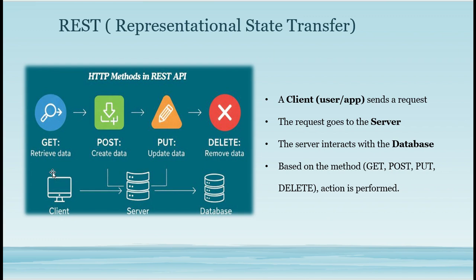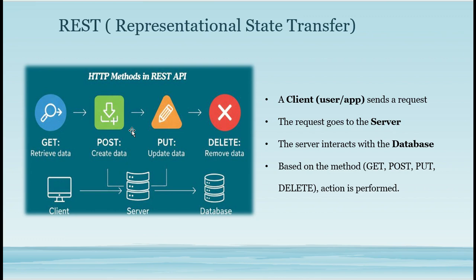So look at the image. In this image, we can see the main HTTP methods used in REST APIs. The first one is get. The get method is used to retrieve data from the server, for example getting user details. Next, post is used to create new data, like adding a new user to the database.